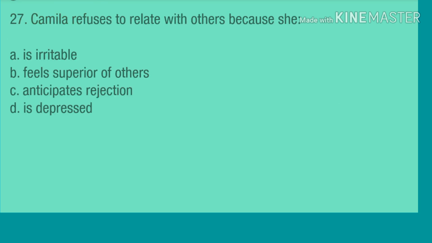Question 27. Camilla refuses to relate with others because she A. is irritable. B. feels superior of others. C. anticipates rejection. D. is depressed. Answer A.